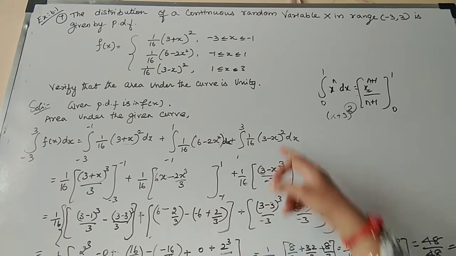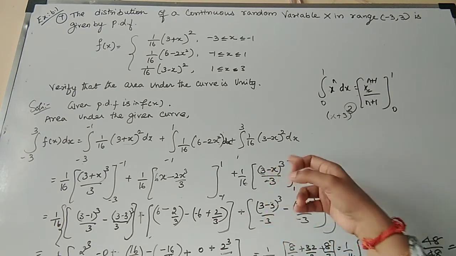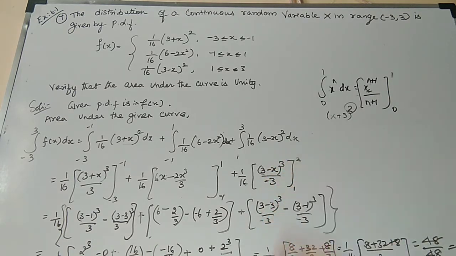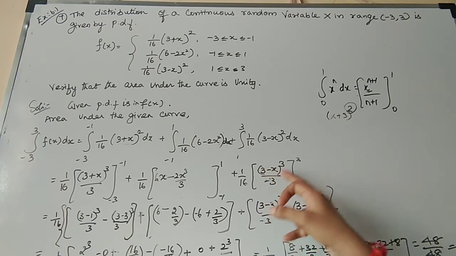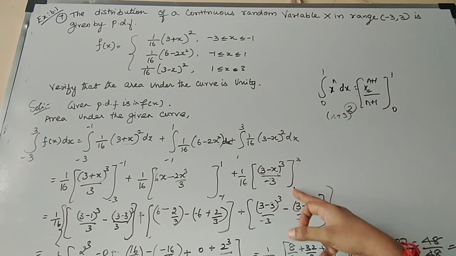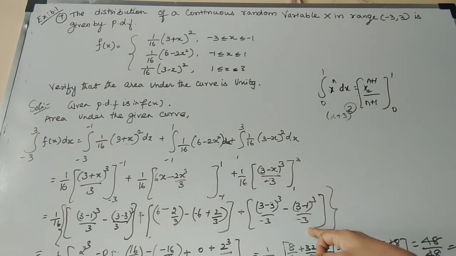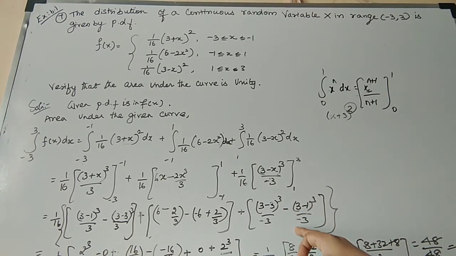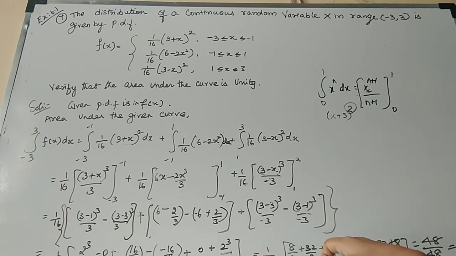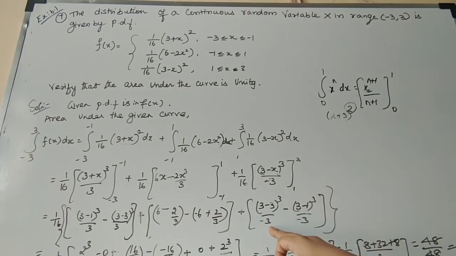Similarly, the last integration, (3 minus x) the whole square. When you integrate, it is (3 minus x) the whole cube by -3. Apply the upper limit: in place of x, apply 3, so (3 minus 3) the whole cube by -3. Minus the lower limit: in place of x, you put 1, so (3 minus 1) the whole cube by -3. What is 3 minus 1? It is 2, 2 cube by 3, and minus minus becomes plus, so 8 by 3. This other part is going to be 0, since 3 minus 3 is 0.